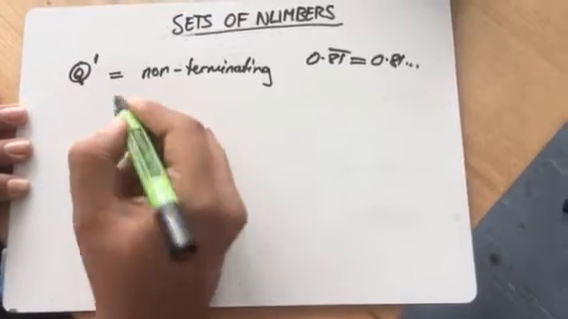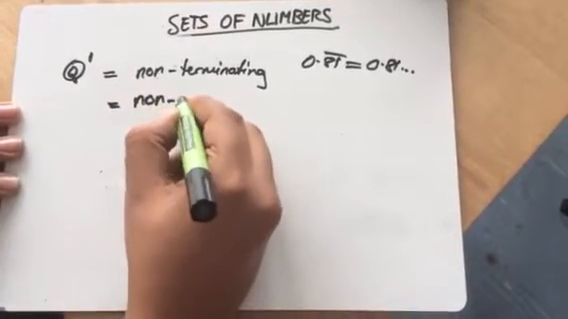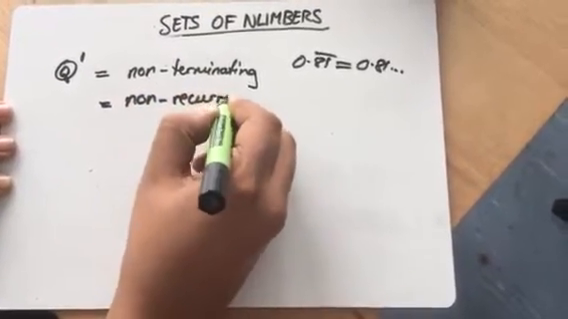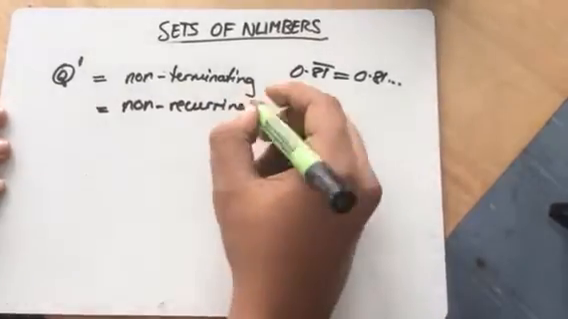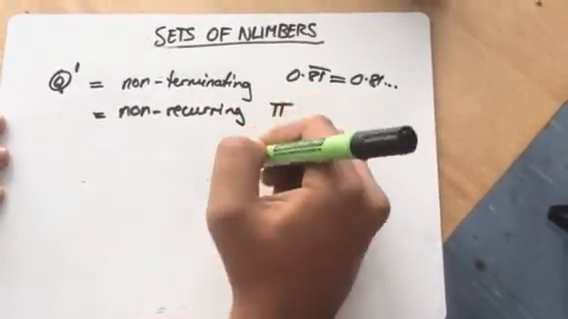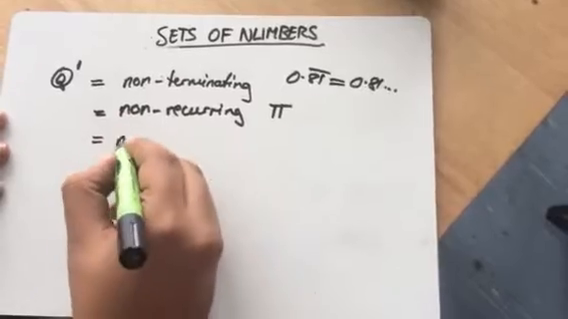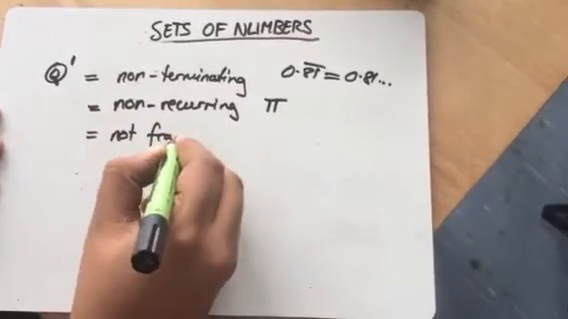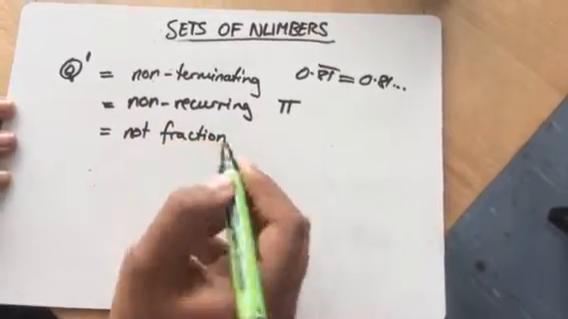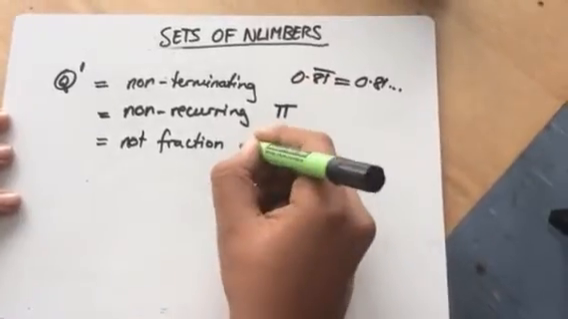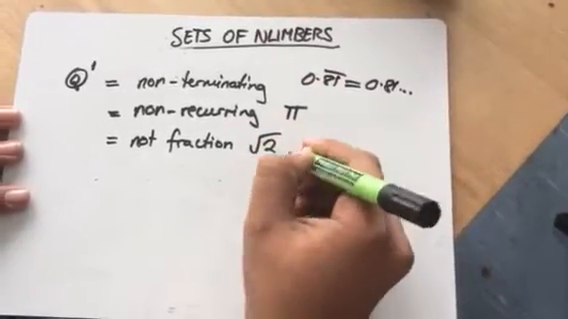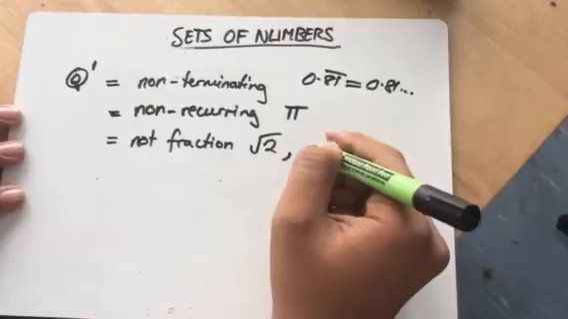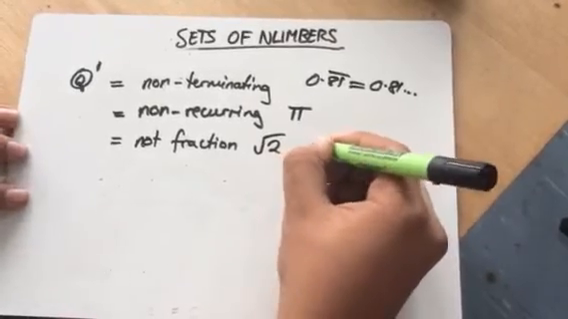And then they are also non-recurring, which means that the decimals don't show any patterns. A common example of this is pi. And they are also not fractions. They cannot be written as fractions with integer numerator and denominator. So that could be root 2, or even another number, if you have not come across it yet, you're likely to soon, e.